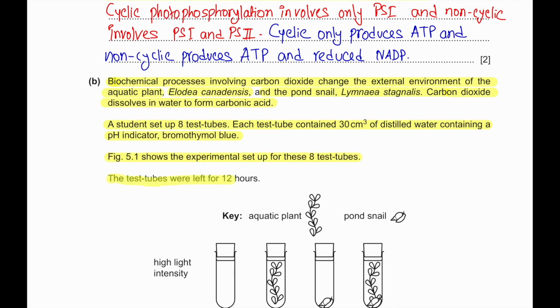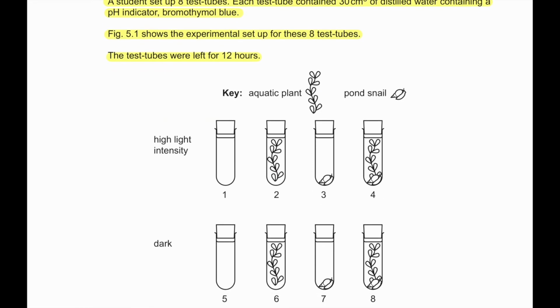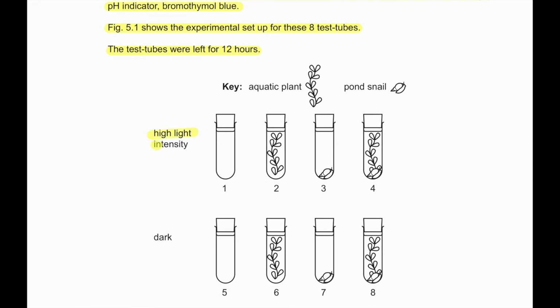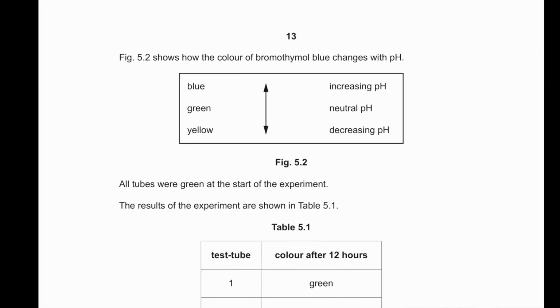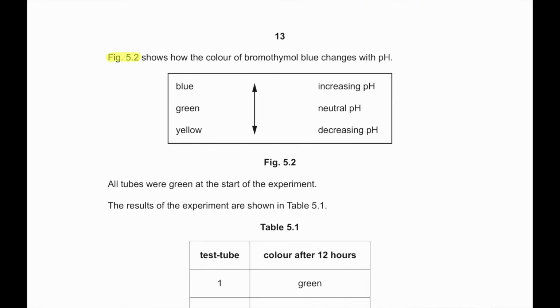The test tubes were left for 12 hours. So we can see high light intensity. Alright, there is an empty test tube. There is a test tube with this aquatic plant. There is a test tube with a pond snail. There is a test tube with aquatic plant and pond snail. So the same process is repeated in the dark. Now let's carry on. Figure 5.2 shows how the color of bromothymol blue changes with pH.